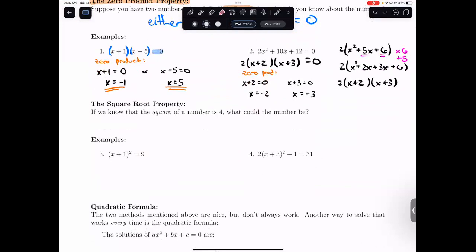So, other stuff. Okay, well, what if we know about the square of a number, right? Quadratics, the whole quad part is talking about a square. The defining thing is that square term. If we know that the square of a number is 4, then what could that number be?